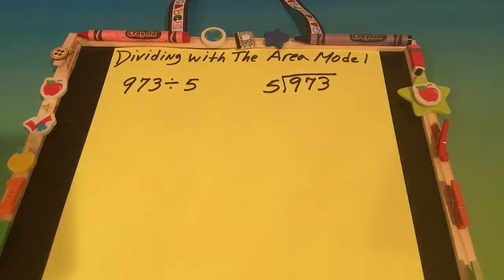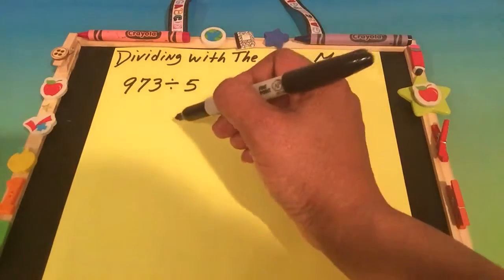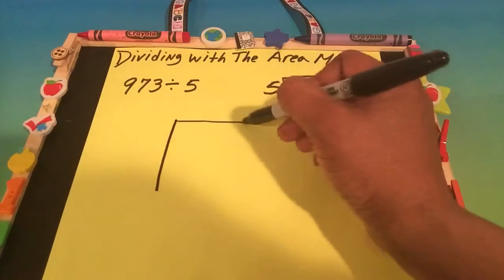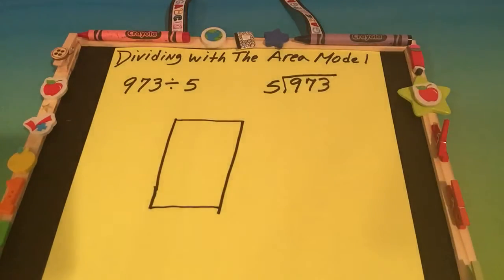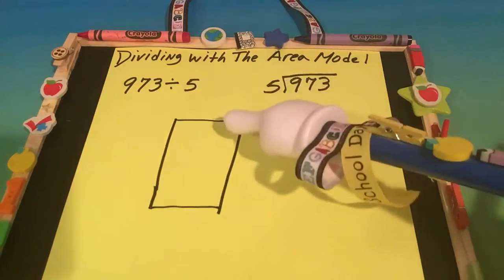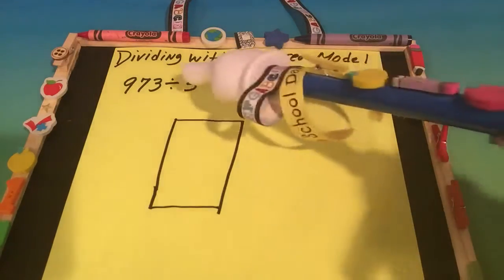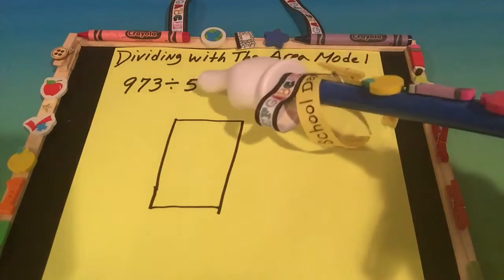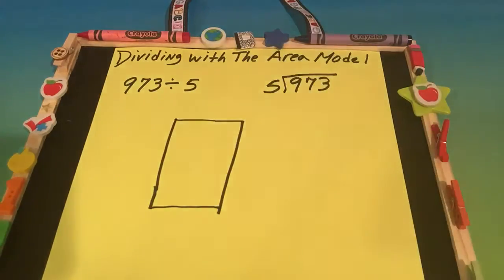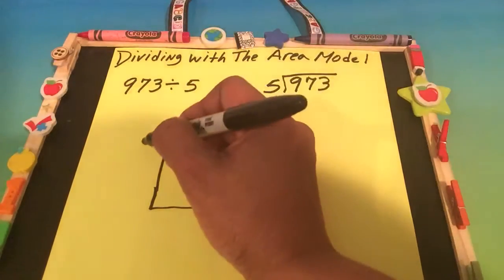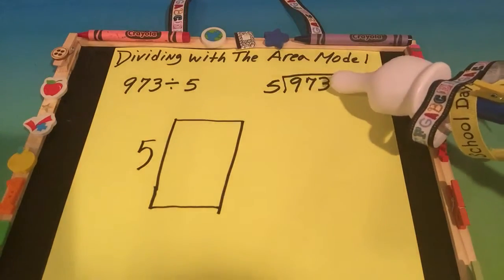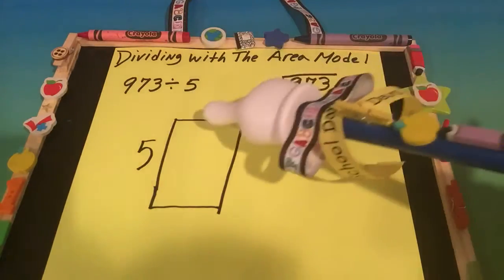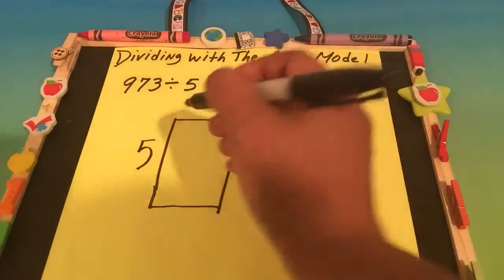And the first step when you are dividing with the area model is to draw a rectangle. And then our second step is to label the parts of our rectangle with the parts in our equation. So we'll put our divisor, the number 5, right here on the outside of our rectangle. And then we'll place our dividend, 973, right here in the center of our rectangle.